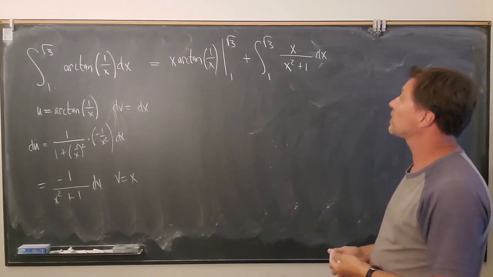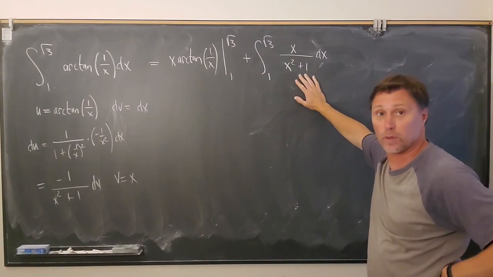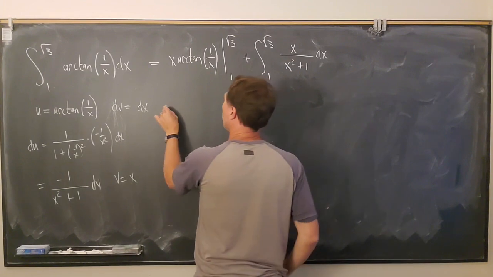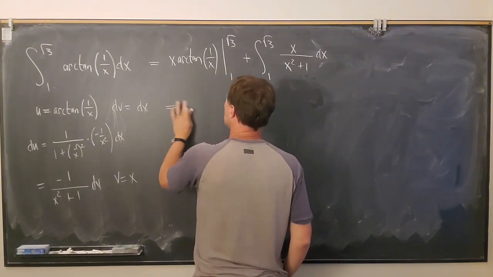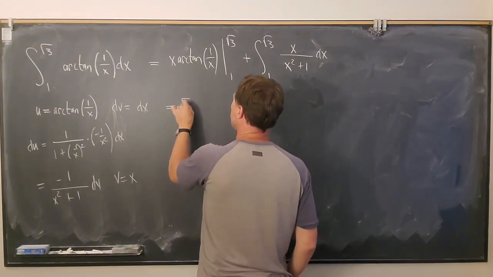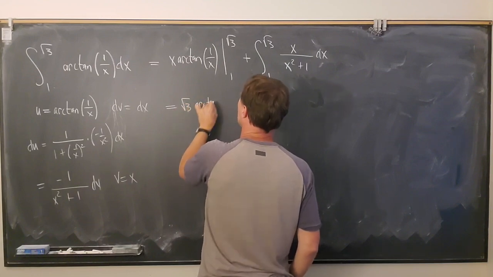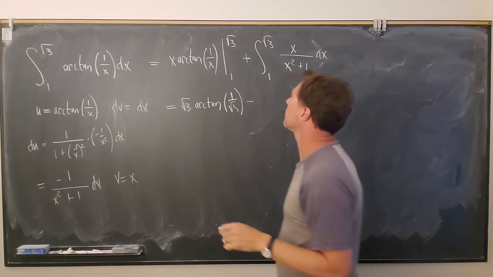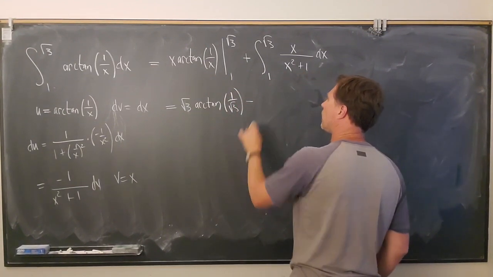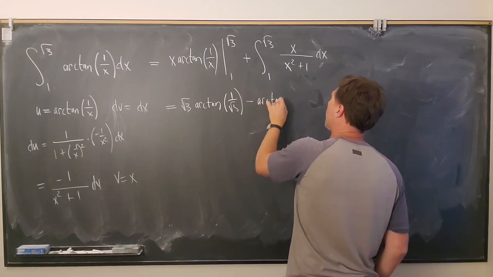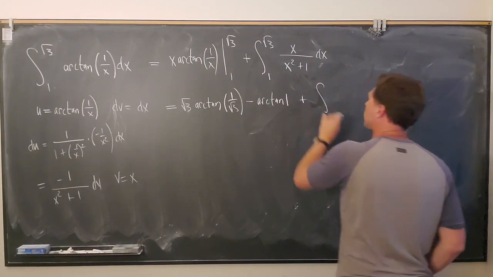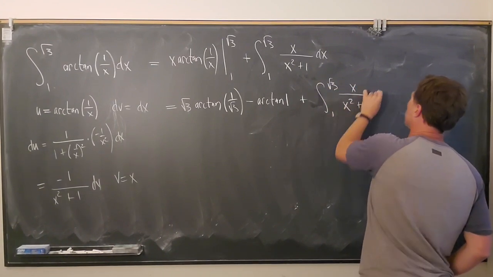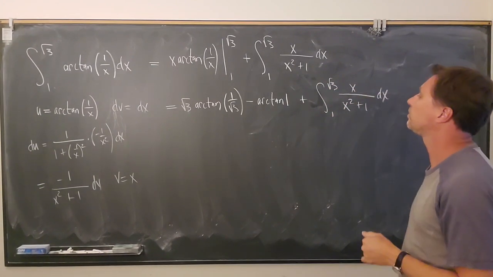By applying integration by parts, we have an integral, and we can compute this one, right? We can do this by substitution. So what do we get? Let's plug in the limits here. Root 3 arctan 1 over root 3 minus, when I plug in a 1, it'll just be arctan 1. And then we still have this integral to compute, 1 to root 3 of x over x squared plus 1 dx.